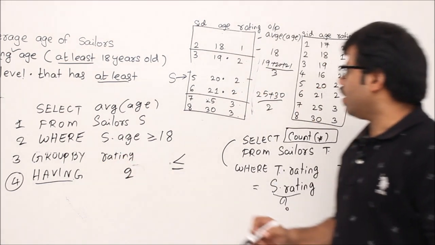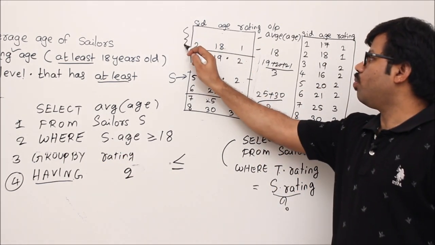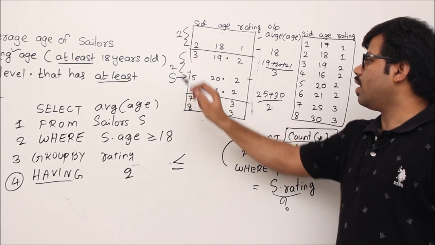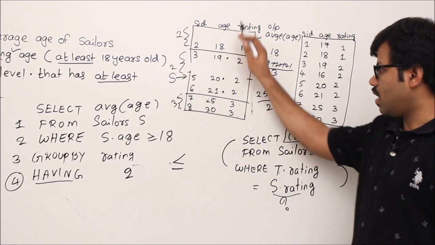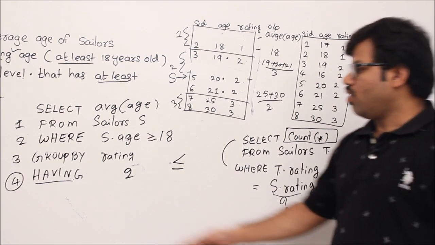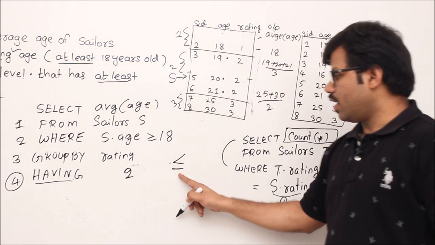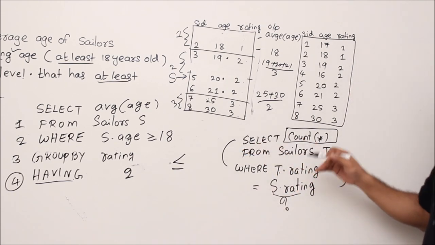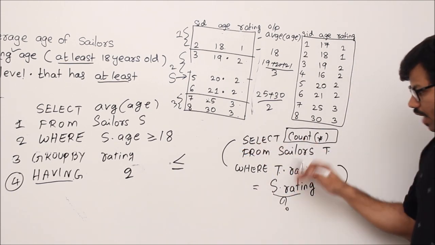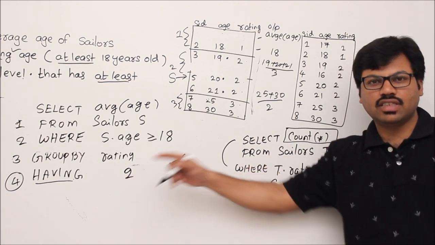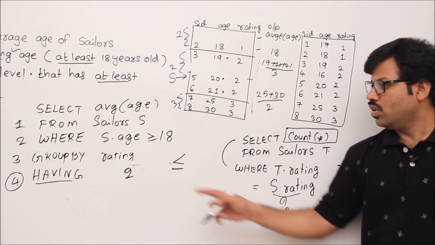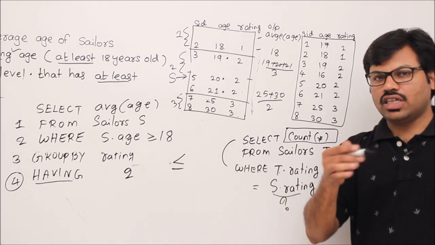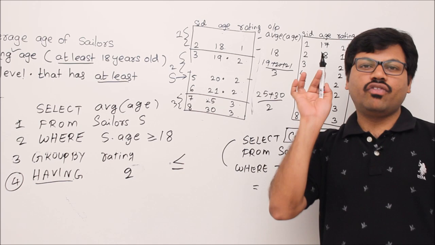Now group by rating. Already this is group number 1, rating number 1. This is rating number 2, right? This is rating number 3. Yes, already grouping is done. Now having 2 less than or equal to the nested query. Whenever you write a nested query, this is how it will be evaluated: for every group, because having is related to groups. So when you write a having condition, if you write a nested query, this nested query will be evaluated for every group.